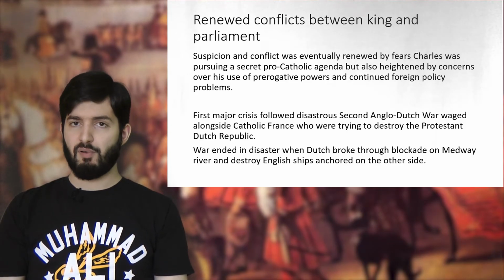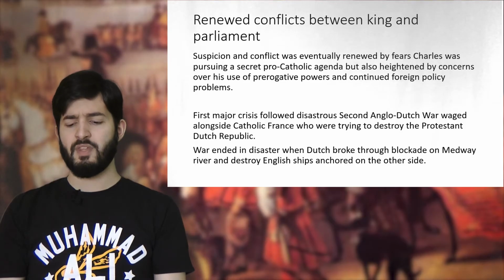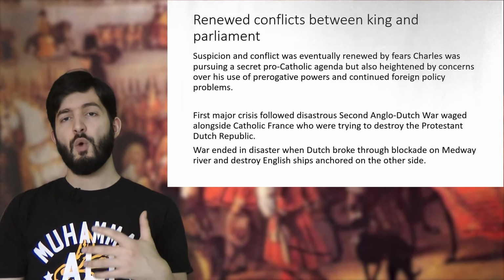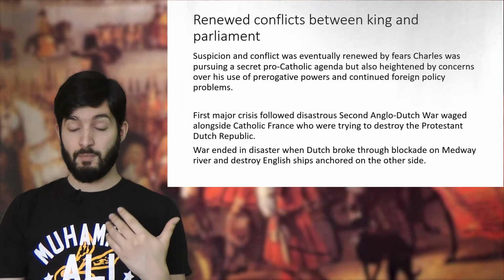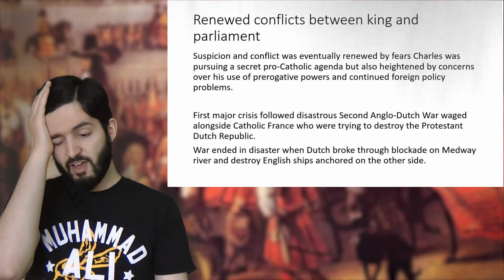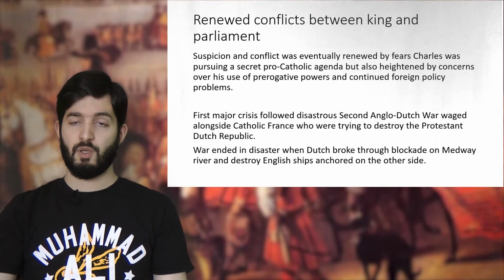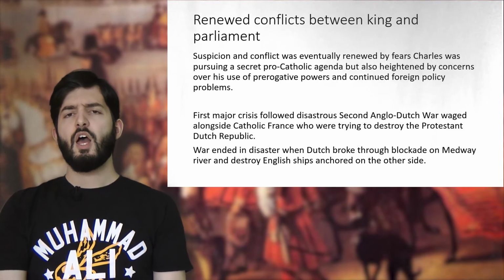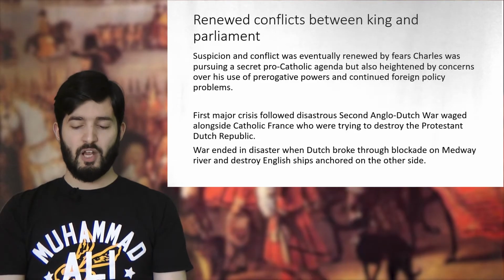The Dutch famously break through a blockade that had been surrounding them on the Medway River, and they destroy the English ships anchored on the other side, which basically turns the tide of the war in their favour, and helps lead to a settlement which works in the Dutch's favour as a result. So then problems begin to mount as a result.